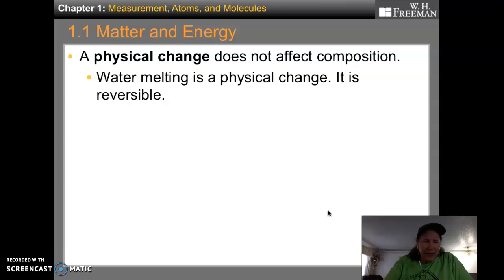When we're talking about chemistry, we talk about what they call physical changes and chemical changes. We talk about physical properties and chemical properties, okay? We're talking about substances. Now, a physical change is where you don't really affect the composition. In other words, the substance you start with and the substance you end with is the same thing.